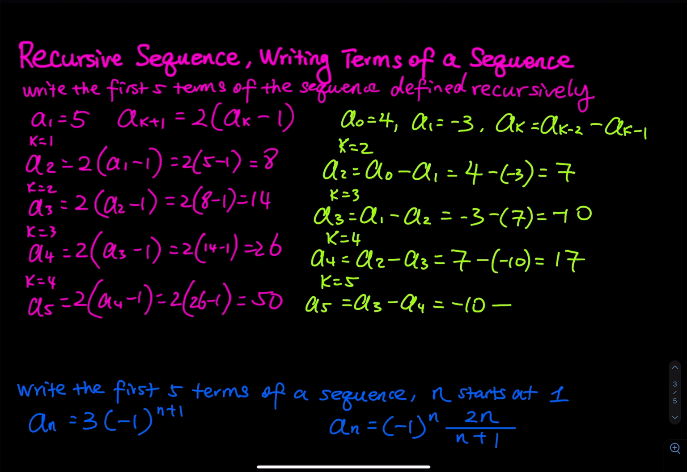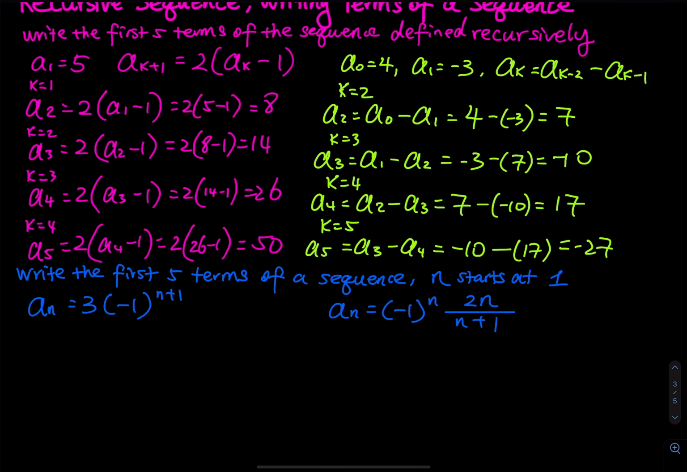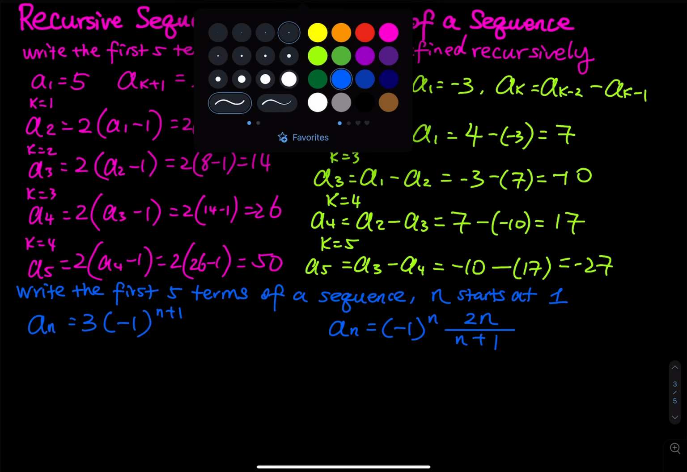Minus a of 4 is 17, so that is equal to negative 27. So the first 5 terms are there. And then in the next exercise, the one in blue, write the first 5 terms of a sequence, and let n start at 1. To save myself some space, I am going to move this up. Okay, let me match the color as well.